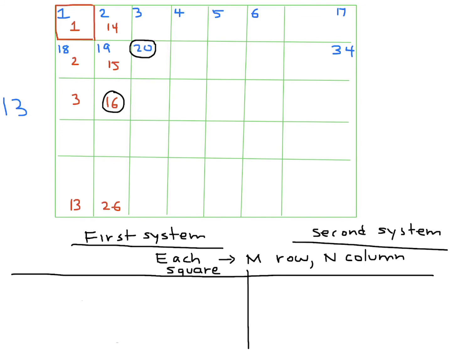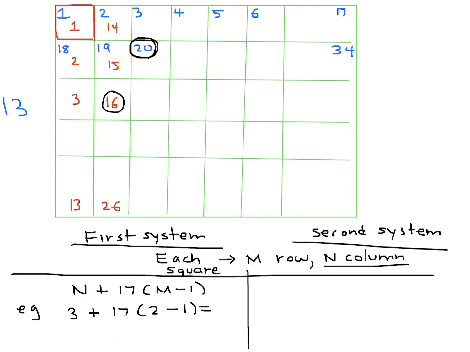So in the first system, every number will be of the form n plus 17 times (m minus 1). So for example, if you have this 20 here, how did I get that? Well, basically n, which is the column, and that will be the third column, plus 17 times (m minus 1), where m indicates the row, it's our second row. And this gives you a value of 3 plus 17, which is 20. That's how you get the number with this formula right here.